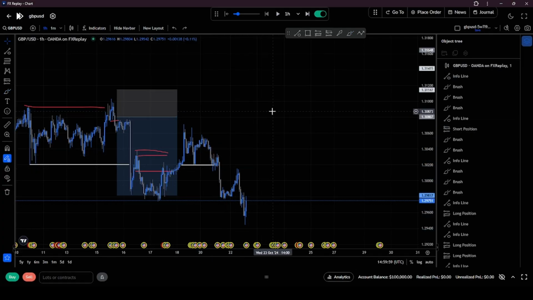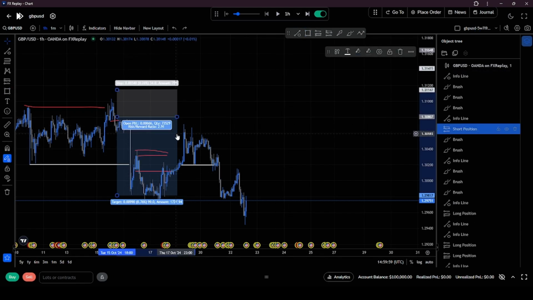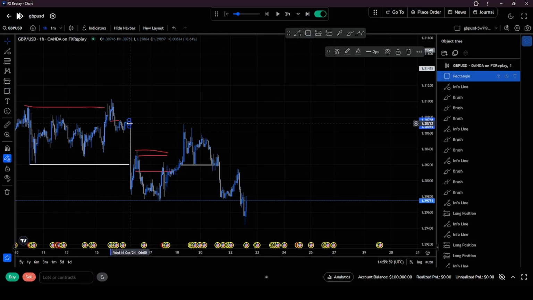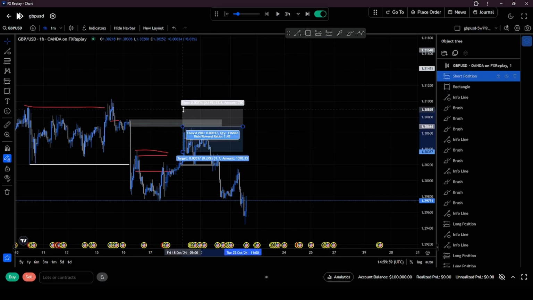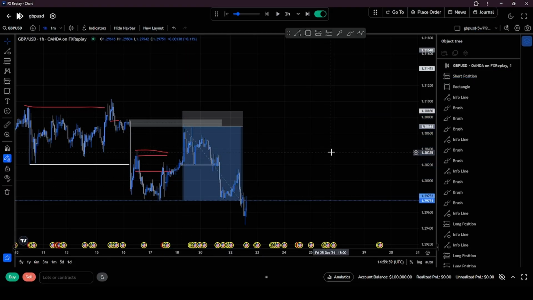All right. So after price mitigating this supply zone, you see a precise touch. The price mitigated this supply zone, and then this out.